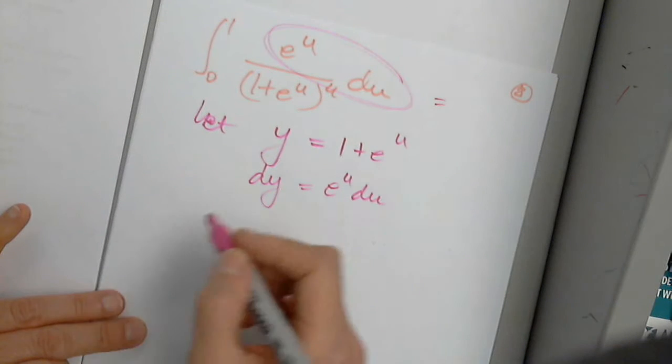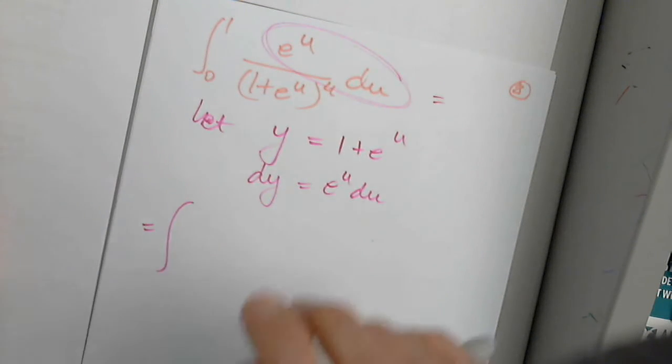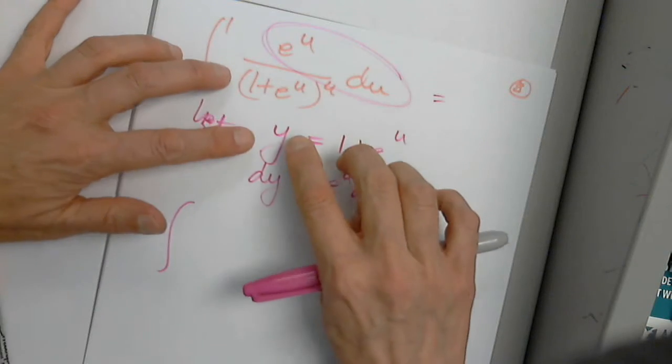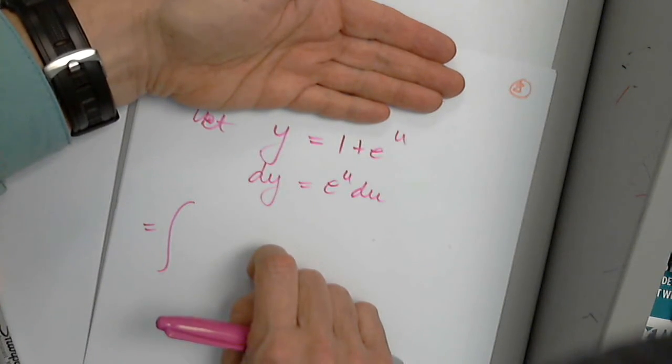So, question. Yes, please. Now it is a fraction. We can do e to u du instead of e to u over du. We use a substitution. We said that this is a new function. So forget about the original problem.